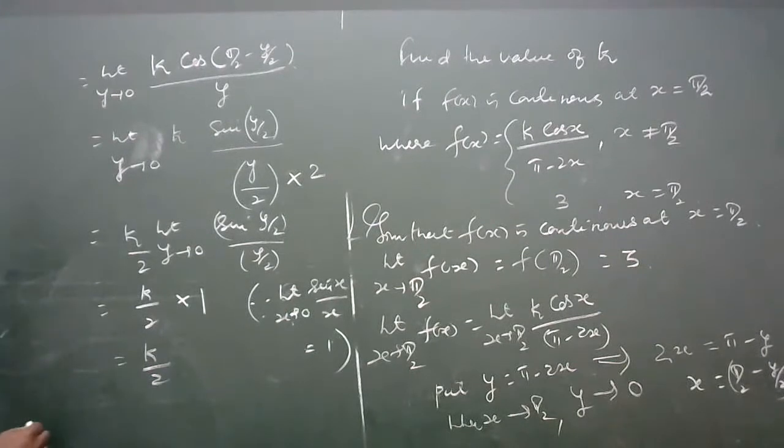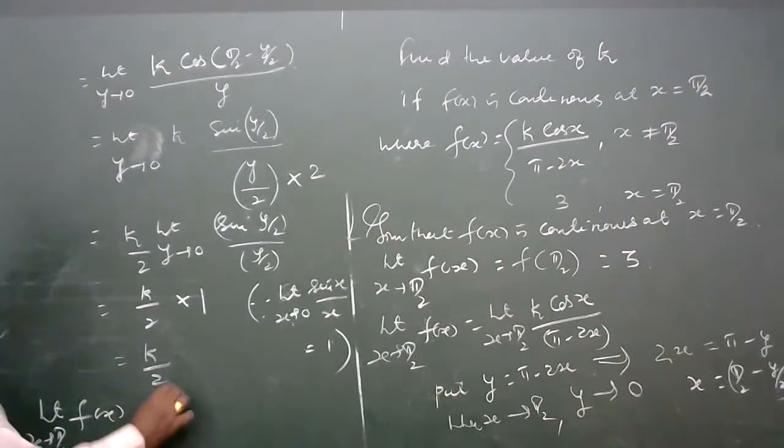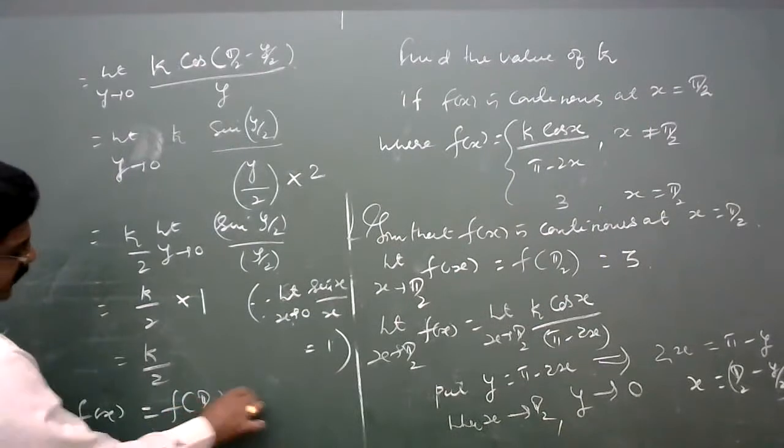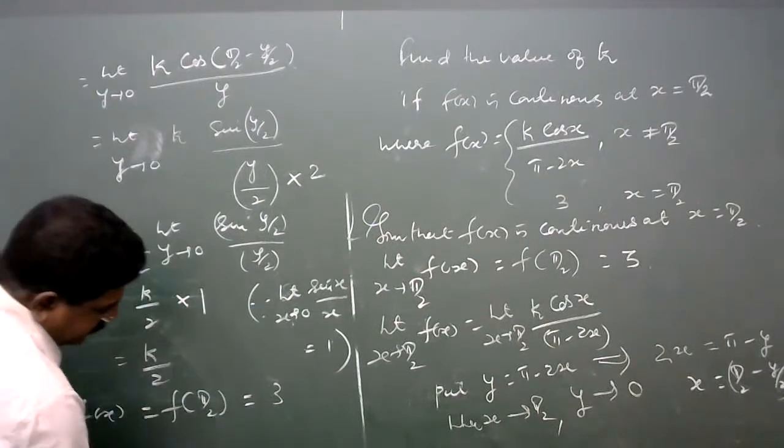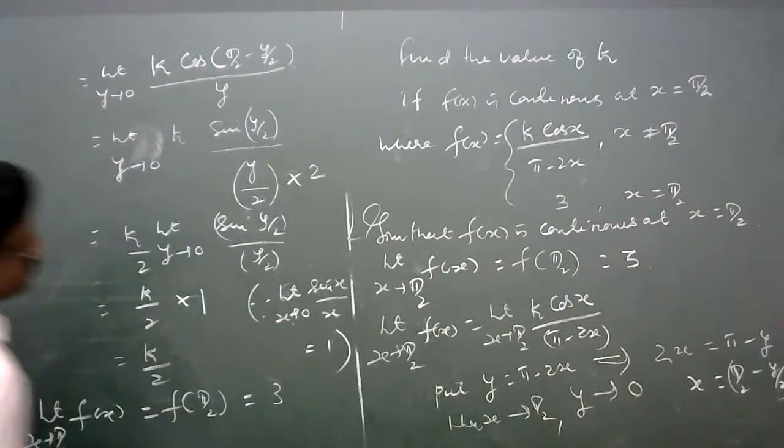Now, the function is continuous, so limit x tends to pi by 2 of f of x is equal to f of pi by 2, which is equal to 3. That means k by 2 is 3, so the value of k is equal to 6. That's all.